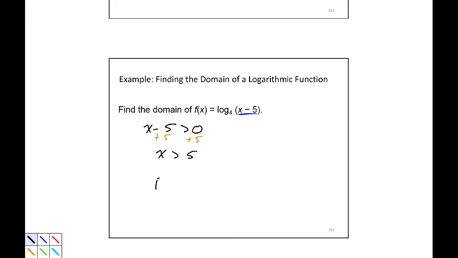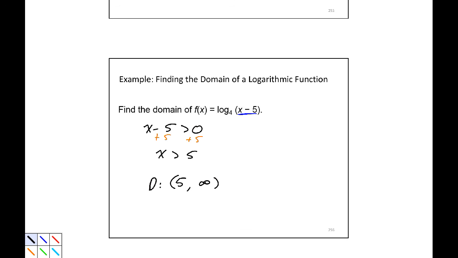So the domain of my function is the interval 5, infinity. And I'm not including 5 or infinity, because you don't include infinity, and of course we are greater than 5. So a parenthesis on both of those.